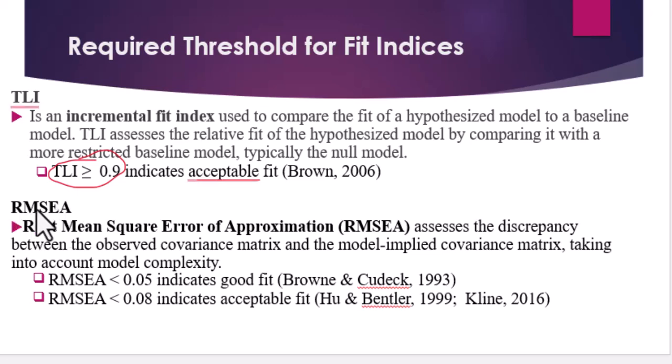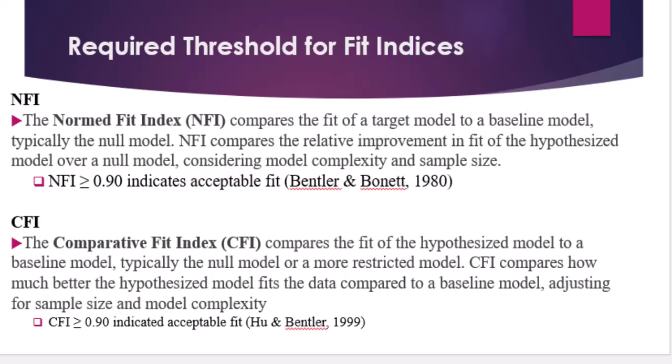Then we have the root mean square error of approximation, which assesses the discrepancy between the observed covariance matrix and the model-implied covariance matrix, taking into account the model complexity. This one means that this index is affected by the complexity of the model. The required threshold is less than 0.05, which indicates a good fit, or less than 0.08, which indicates an acceptable fit.